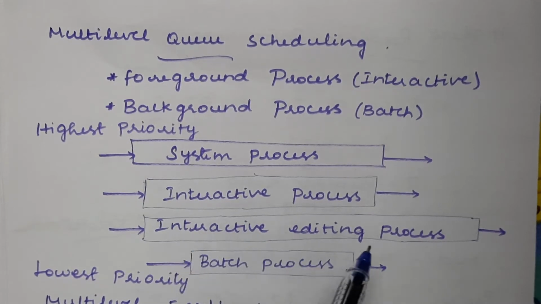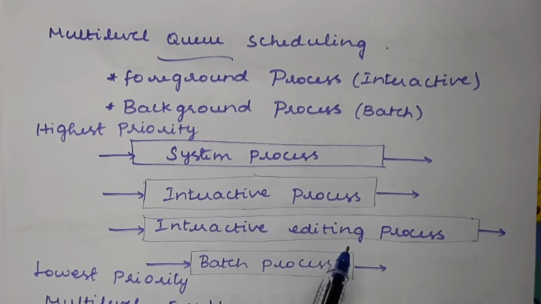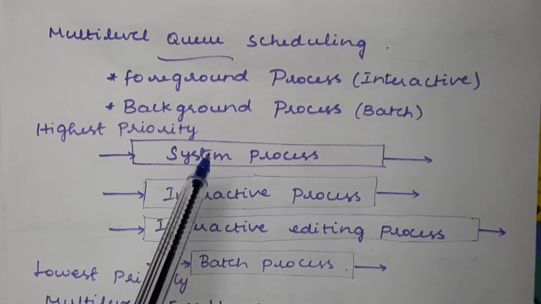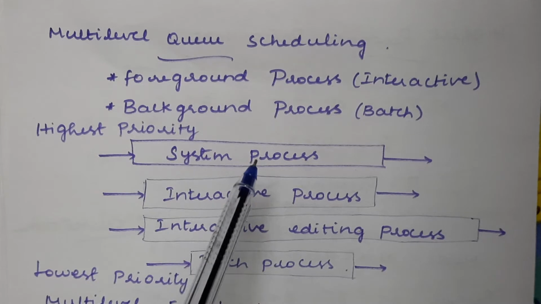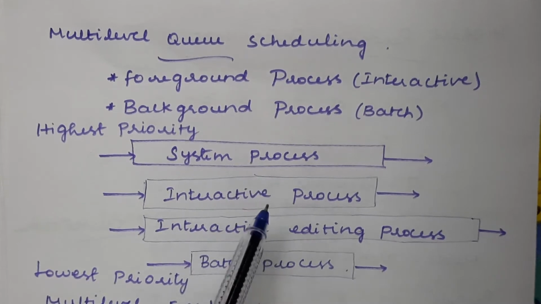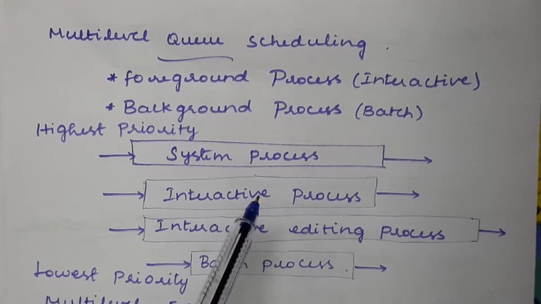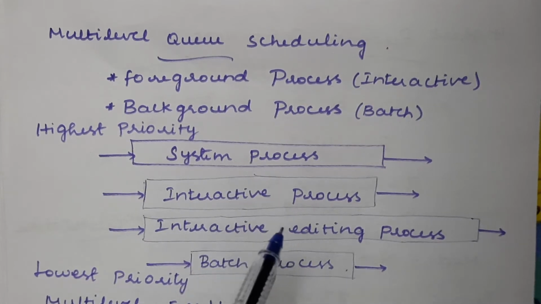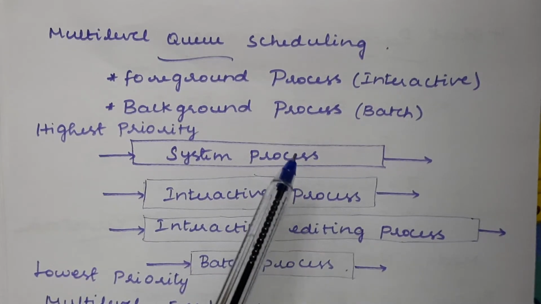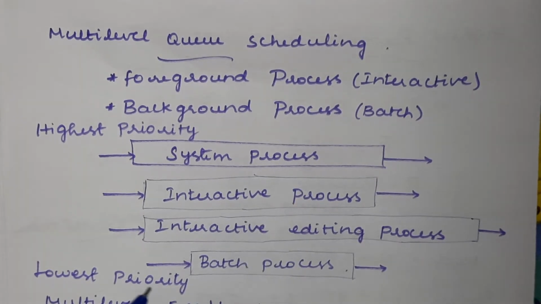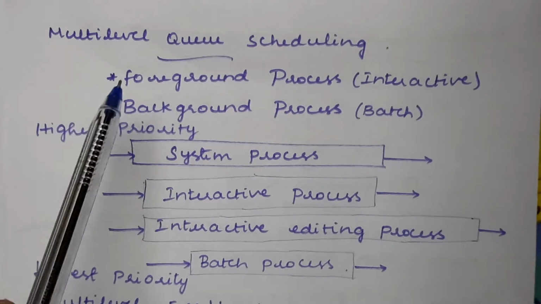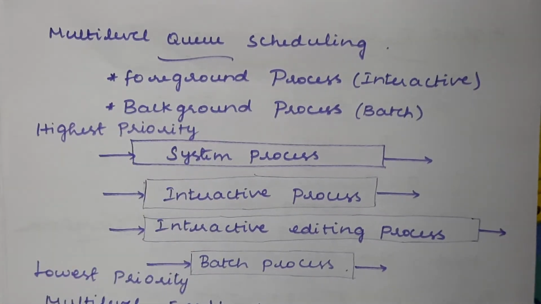Under the interactive editing process, whatever set of processes we have will be executed one by one. And finally we move to the batch process, which means the processes can be scheduled level by level. Only after the completion of the first level can the second level process be executed. After the completion of the first and second levels, the third level process can be executed. After the completion of these three levels, the fourth level process can be executed. This is the concept of multi-level queue scheduling.